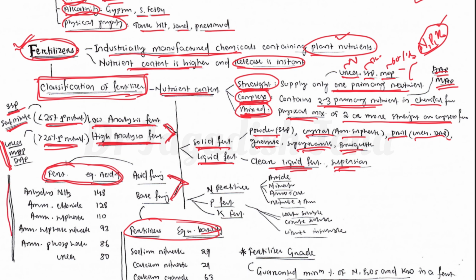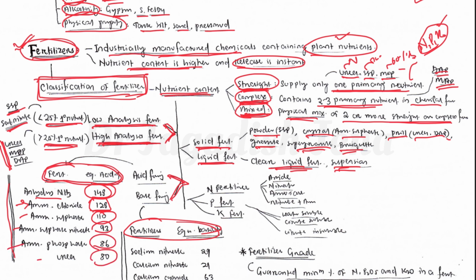For example, anhydrous ammonia has the highest equivalent acidity, that is 148, ammonium chloride 128. What does it mean? If we are applying 100 kg ammonium chloride, whatever acidity it will produce, we need to apply 128 kg of calcium carbonate or lime to neutralize that. Then ammonium sulfate, what is the equivalent acidity? 110. Ammonium sulfate nitrate 93, ammonium phosphate 86, urea 80.